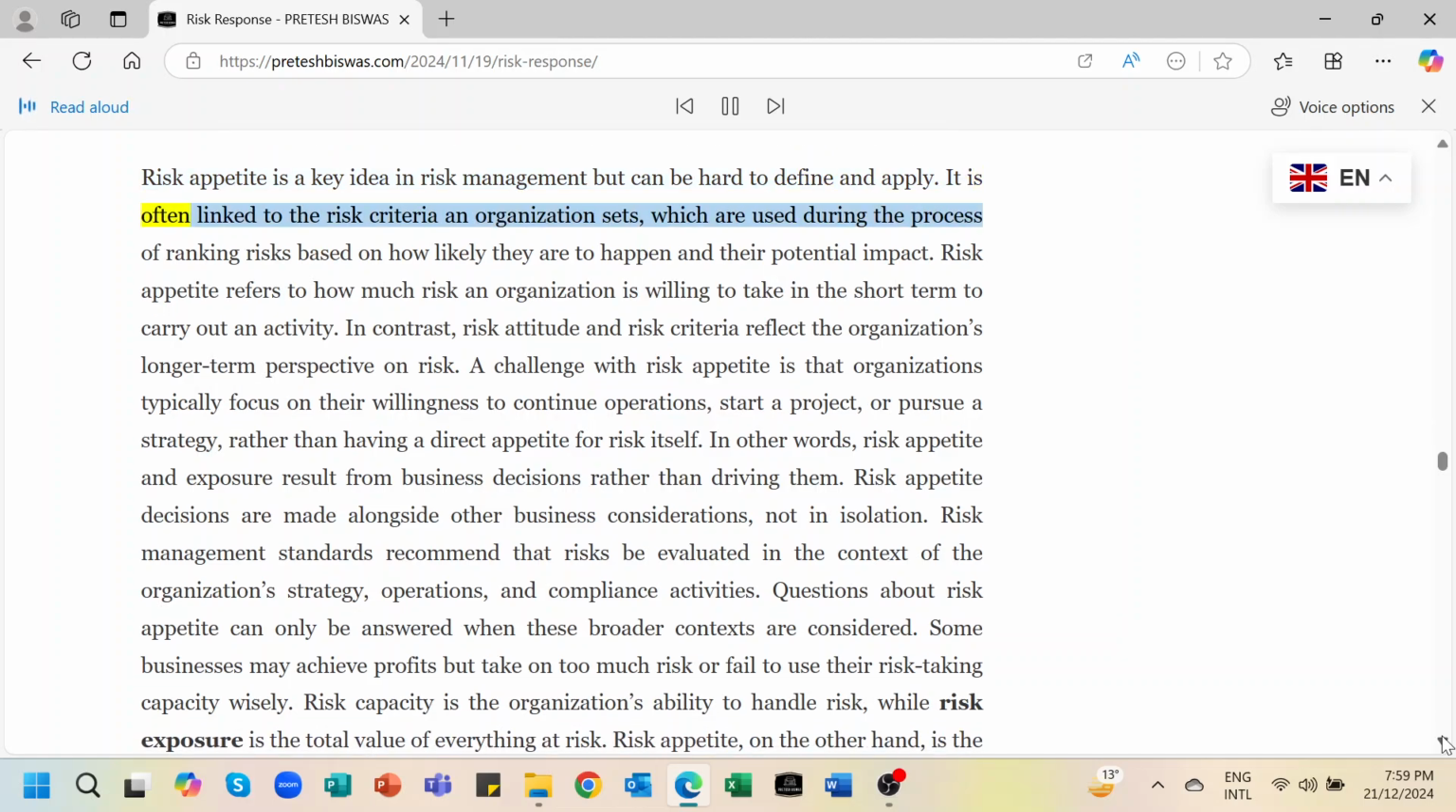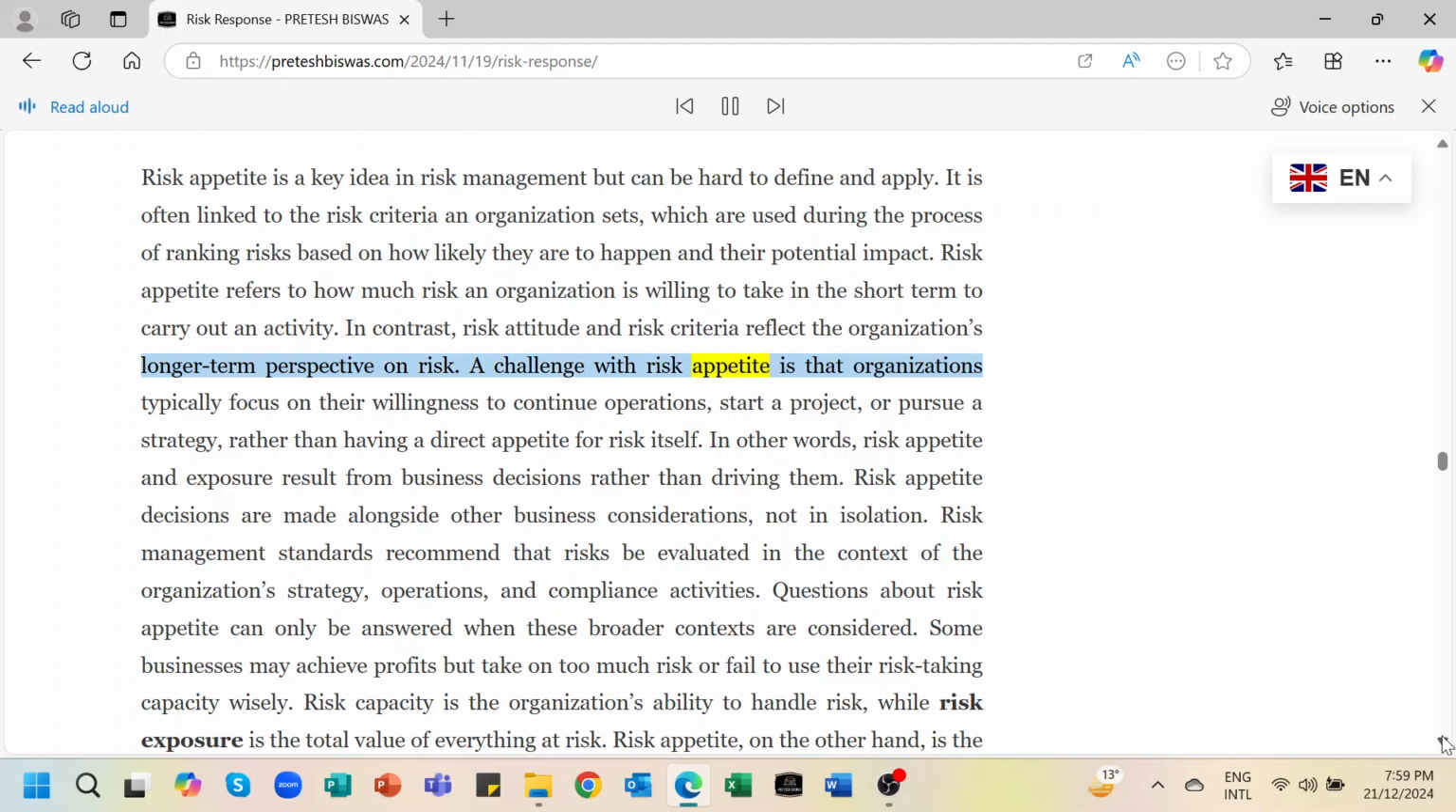Risk appetite is a key idea in risk management, but can be hard to define and apply. It is often linked to the risk criteria an organization sets, which are used during the process of ranking risks based on how likely they are to happen and their potential impact. Risk appetite refers to how much risk an organization is willing to take in the short term to carry out an activity. In contrast, risk attitude and risk criteria reflect the organization's longer-term perspective on risk.